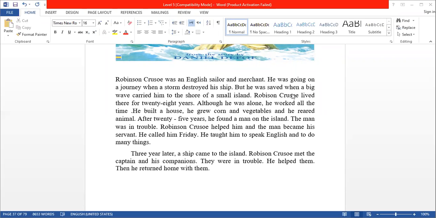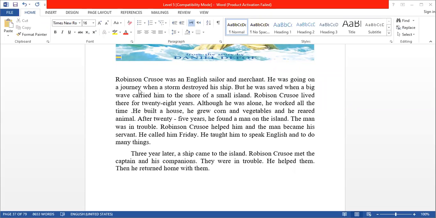As I said, this is a story about Robinson Crusoe. He was an English sailor and merchant. The word sailor means a person who works on a ship as a member of the crew. And he was also a merchant. A merchant is a person who buys and sells goods in large quantities. He was going on a journey.